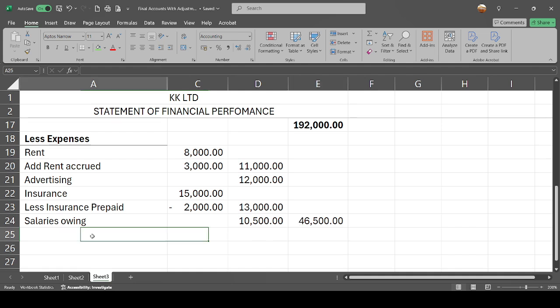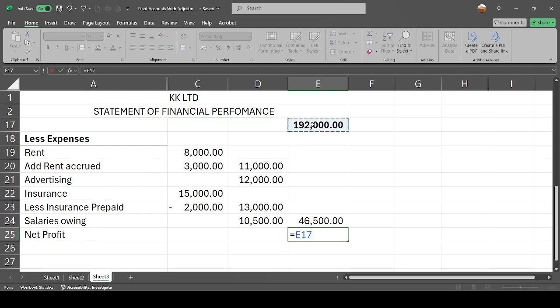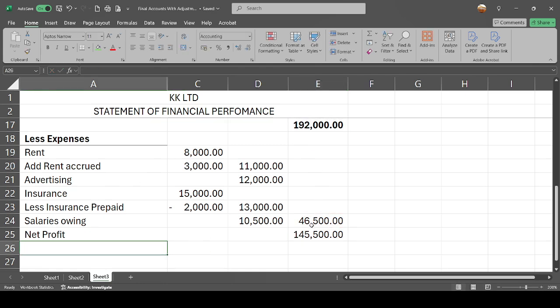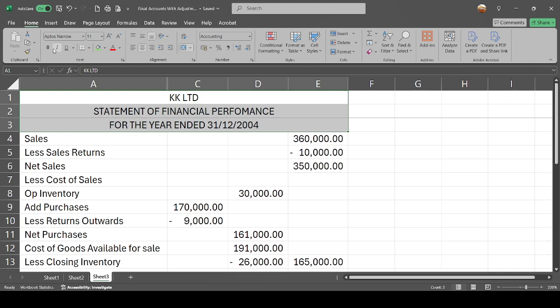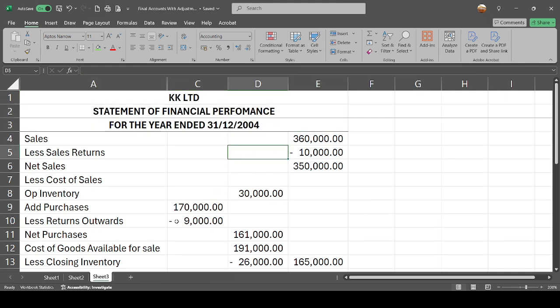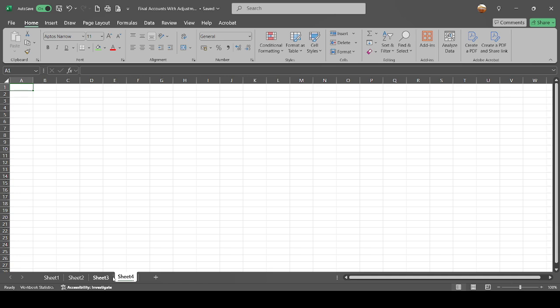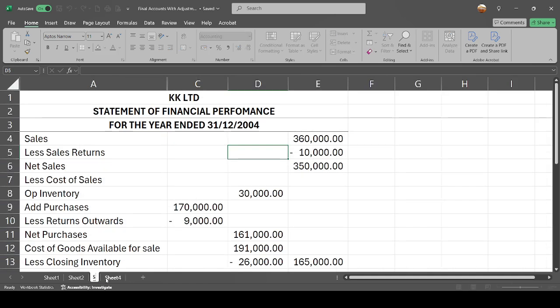46,500. So that means our net profit will be equals to now the 192 minus the 46,500, and we will have a net profit of 145,500. So that is our net profit, 145,500. So that is now all for our statement of financial performance. The next bit now is to open up the statement. So let me just mention this, a statement of financial, let me just call it performance.